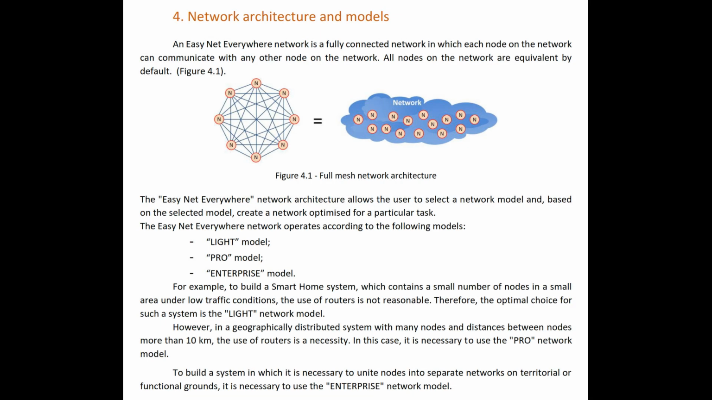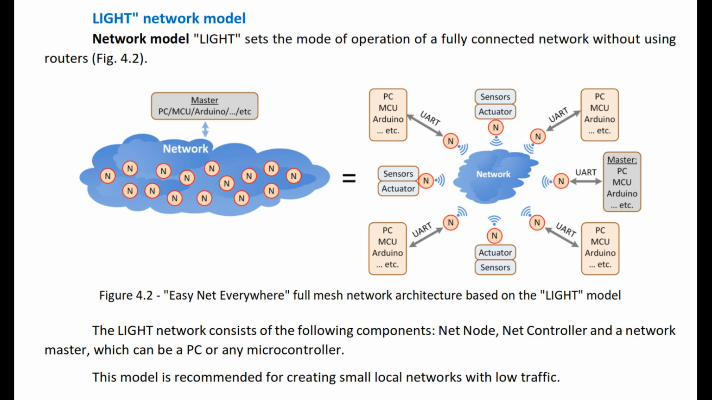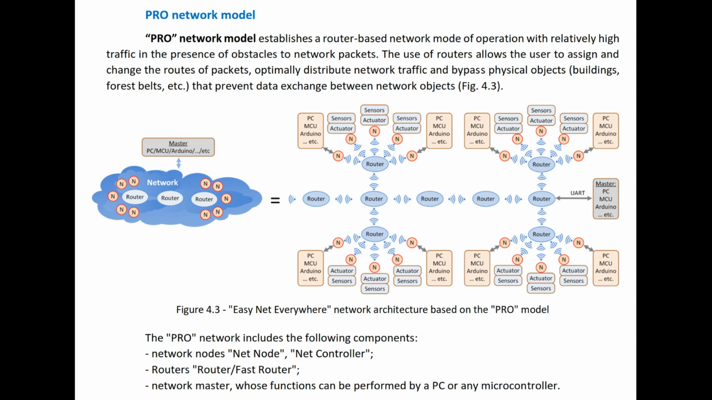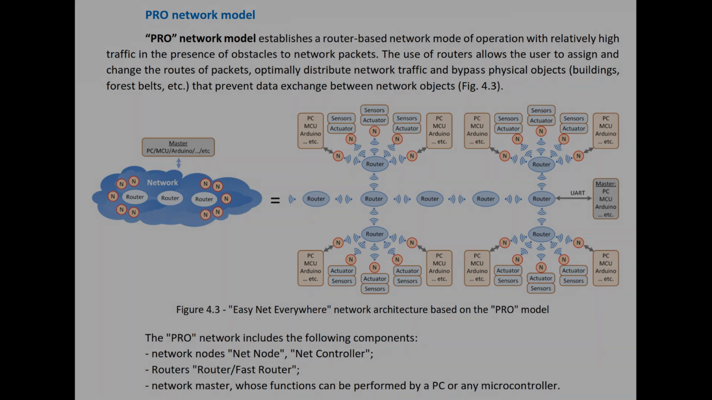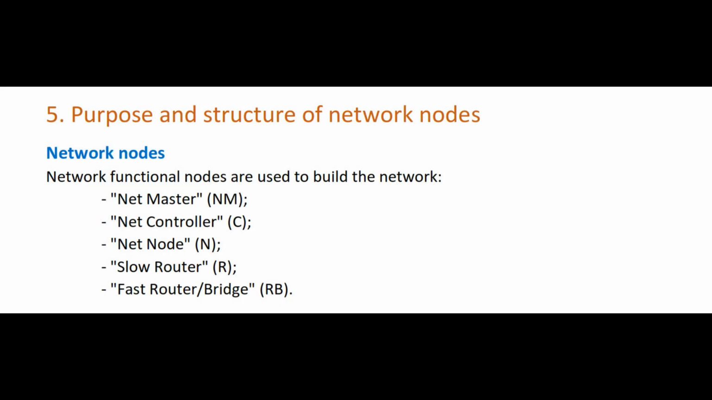The EasyNet Everywhere network architecture uses several implementation models, which allows the user to create a network optimally suited for a particular task. The EasyNet Everywhere network implements the following models: Light model, Pro model, Enterprise model. The network uses functional nodes: Net Master, Net Controller, Net Node, Slow Router, Fast Router, or Bridge.